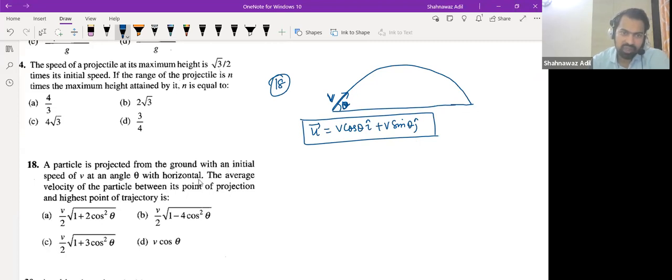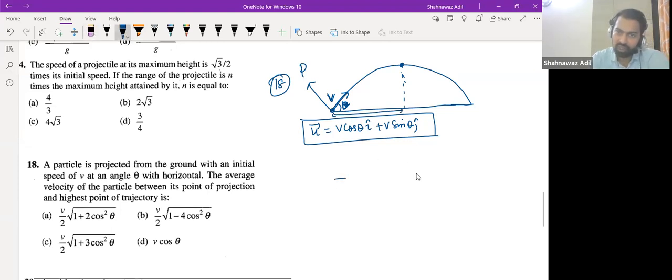With the average velocity of the particle between its point of projection and highest point of the trajectory, right? So this is the point of projection and this is the highest point of the trajectory. So we already know that to reach here it takes t by 2 time.